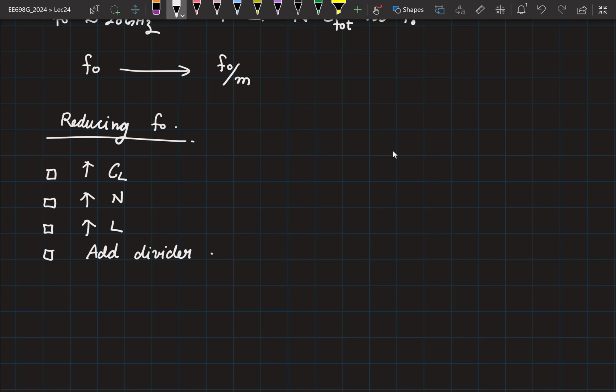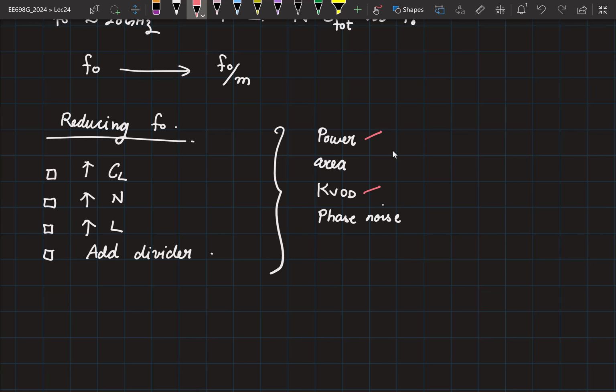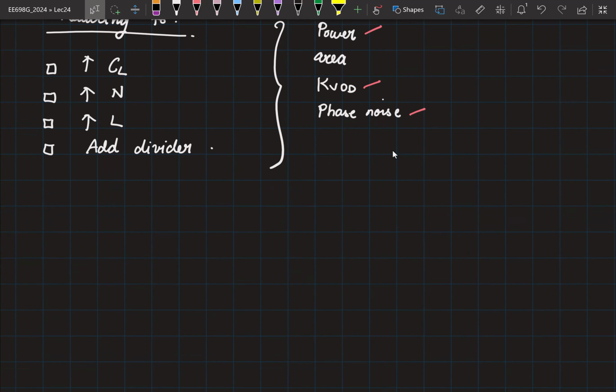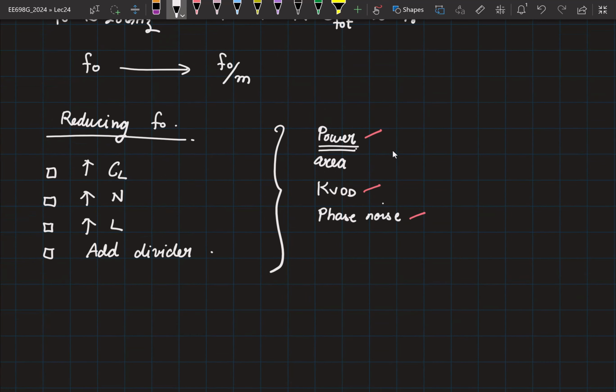And we said we were going to compare all of this in terms of the power, area, the supply sensitivity, and phase noise and jitter. You can add in a lot more metrics for comparison, but for now we will specifically focus on power, KVDD, and phase noise. So first we will simply look at how the power is varying and by how much a parameter has to be changed so that we can go from F0 to F0 by M.